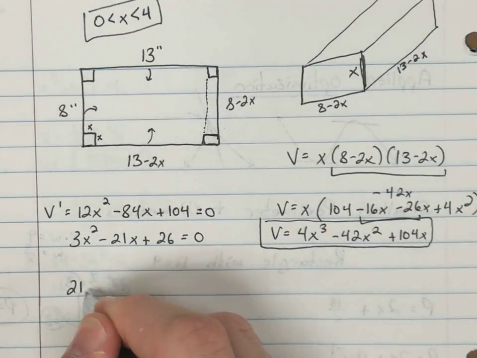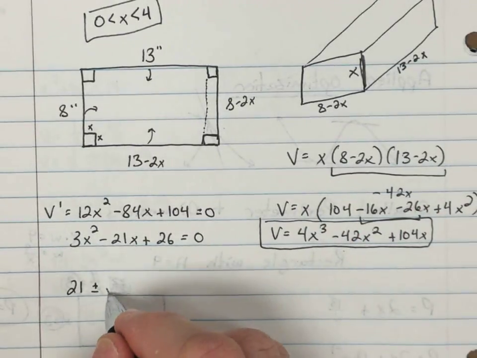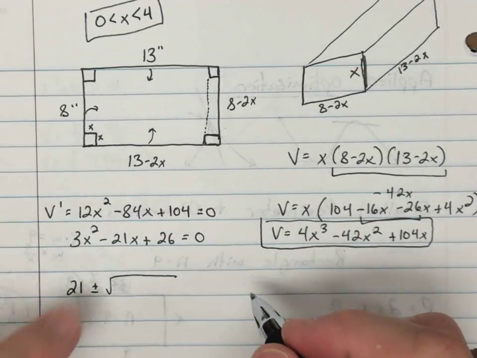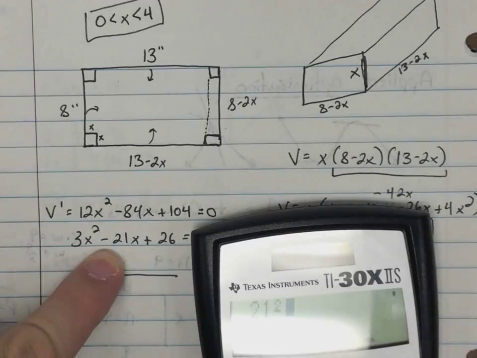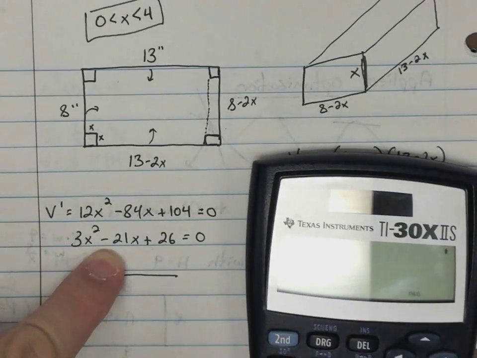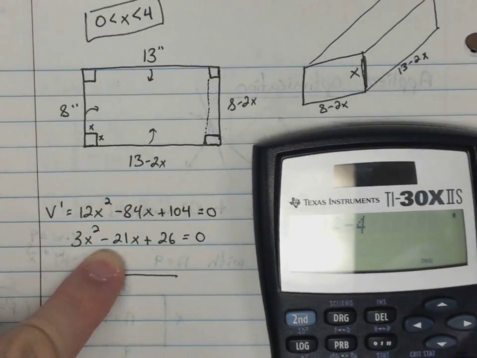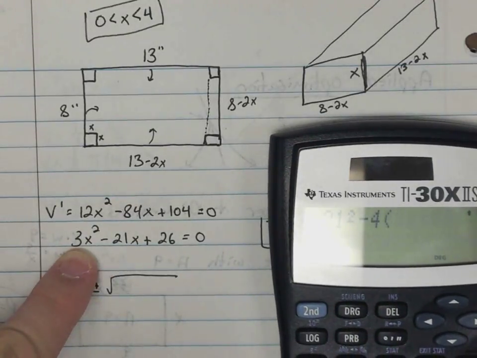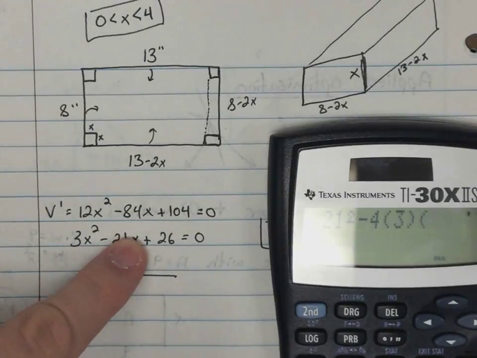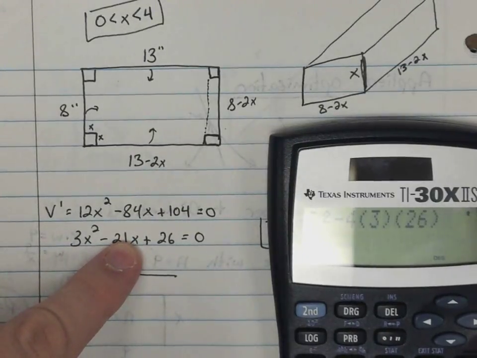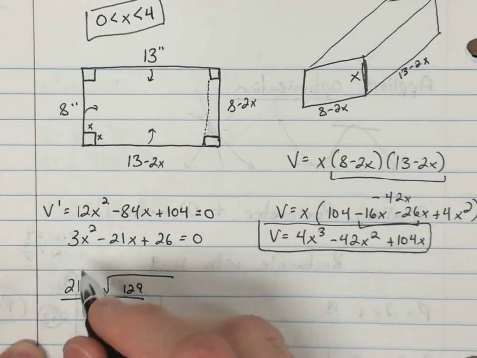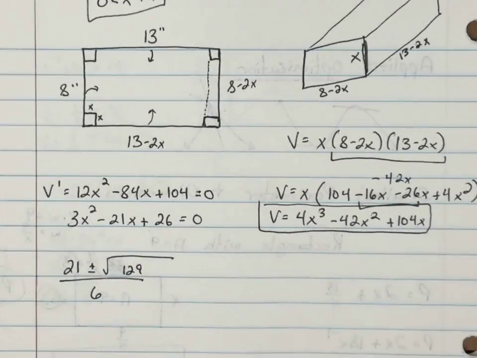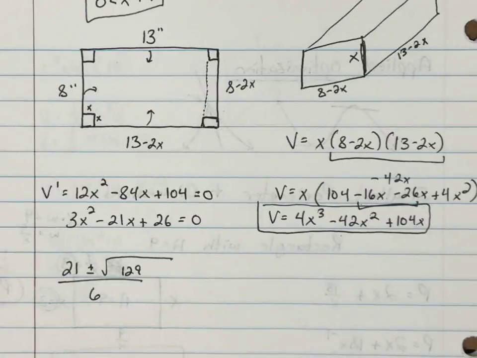Negative b plus or minus the square root. I always like to do this over to the side. I'm going to go ahead and do the whole thing. B squared minus 4 times a is 3 times c is 26. Gives me 129 over 2a, which is 6. Remember your domain restrictions.